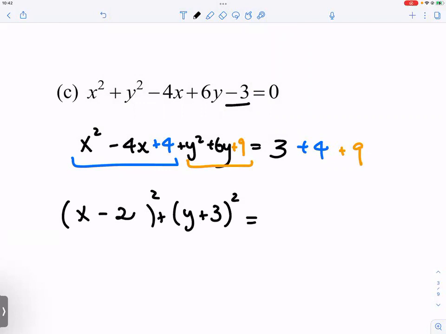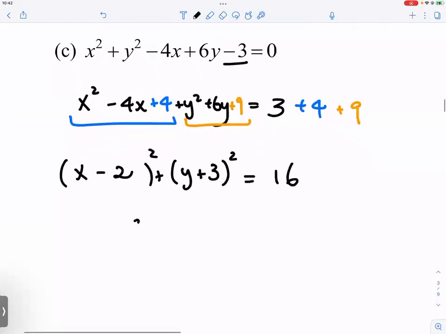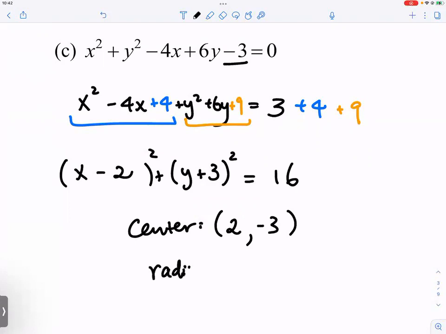The right-hand side you have 16. So after you do the completing the square, now I can tell the information about this circle, because now I can tell the center. Where's the center? The center is at 2, -3. And the radius is 4.